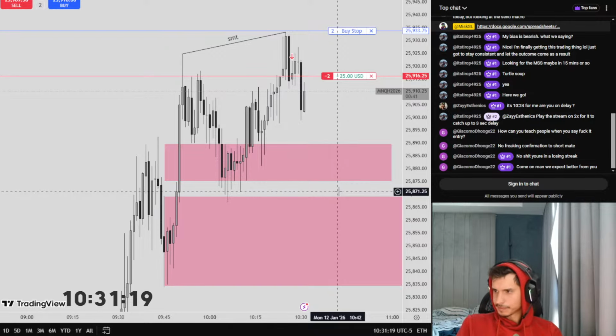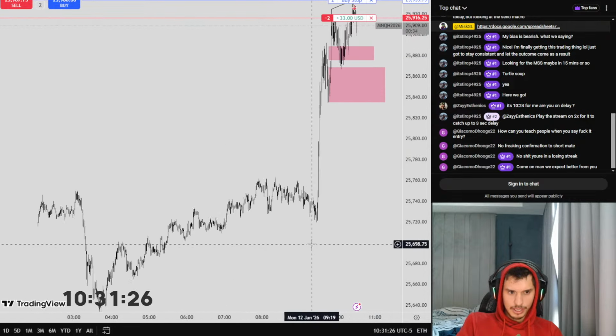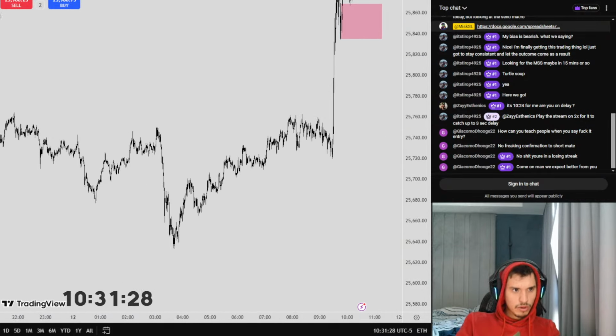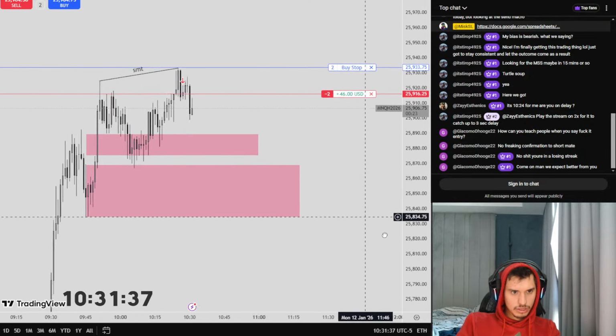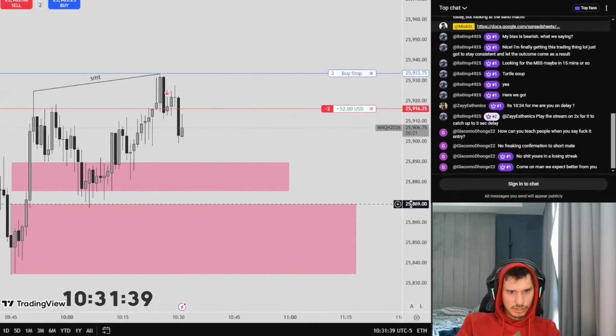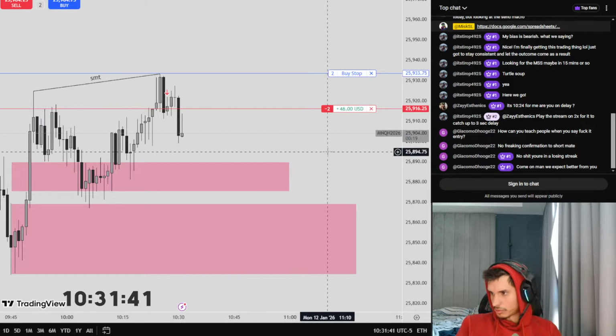Obviously, my trade idea is that we sweep all the way towards the London lows down here. So this is like a top tick type trade.